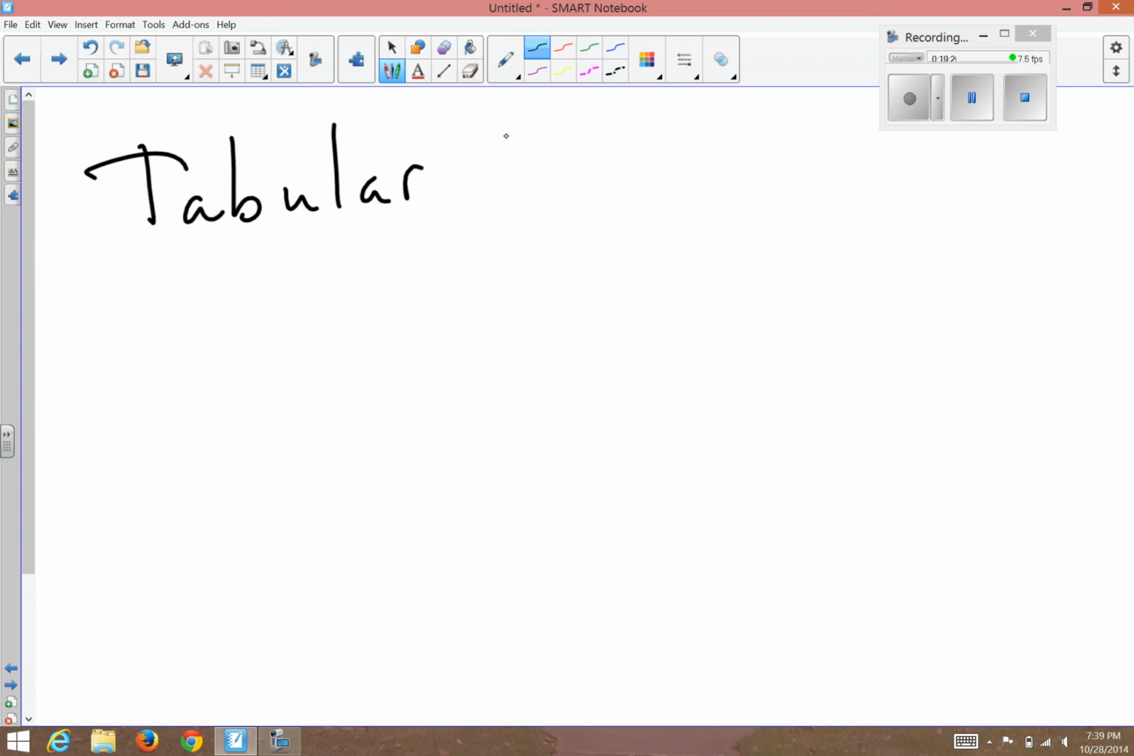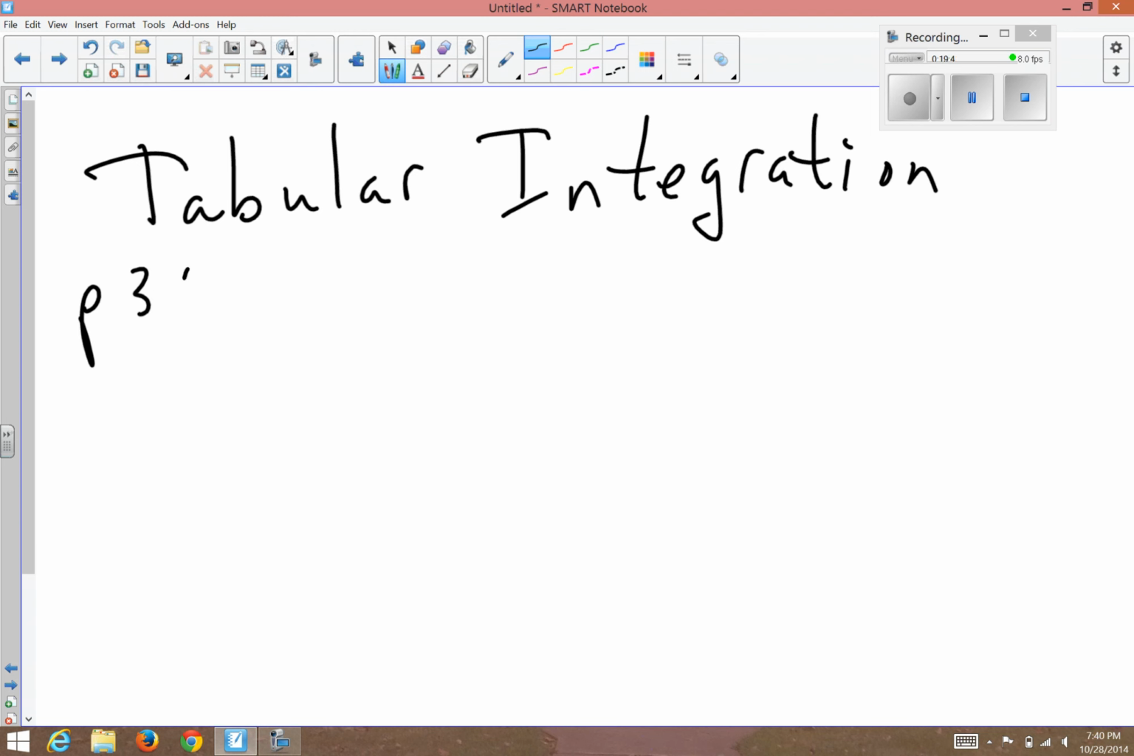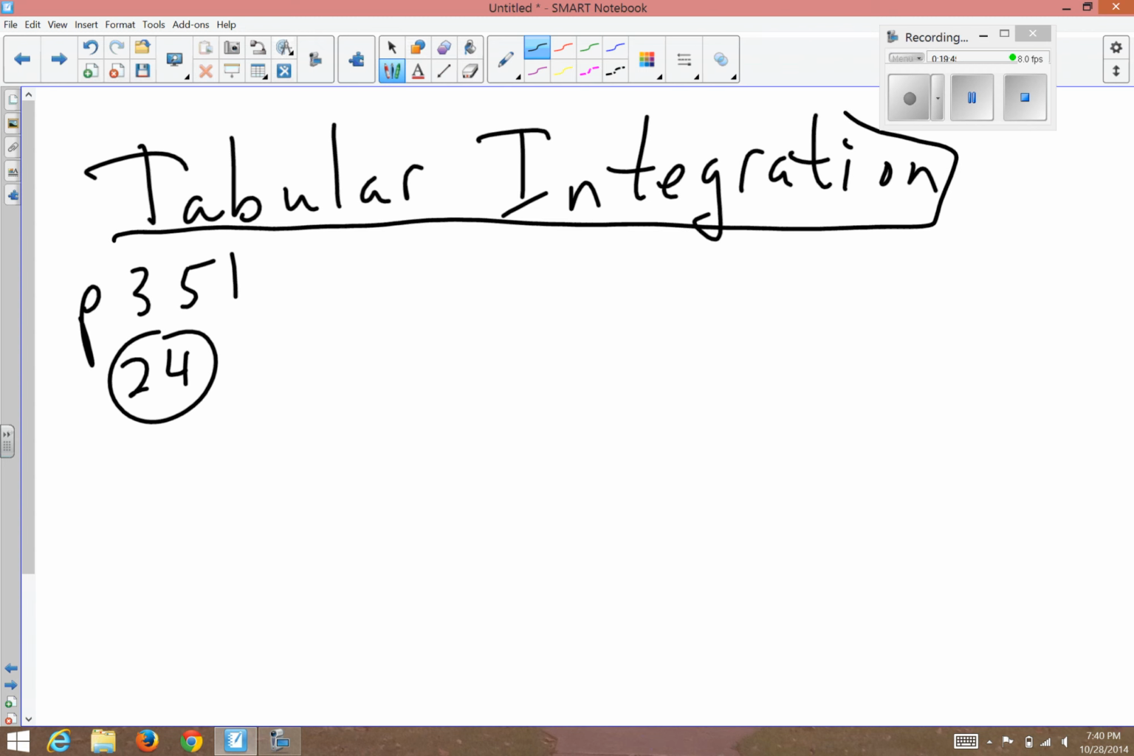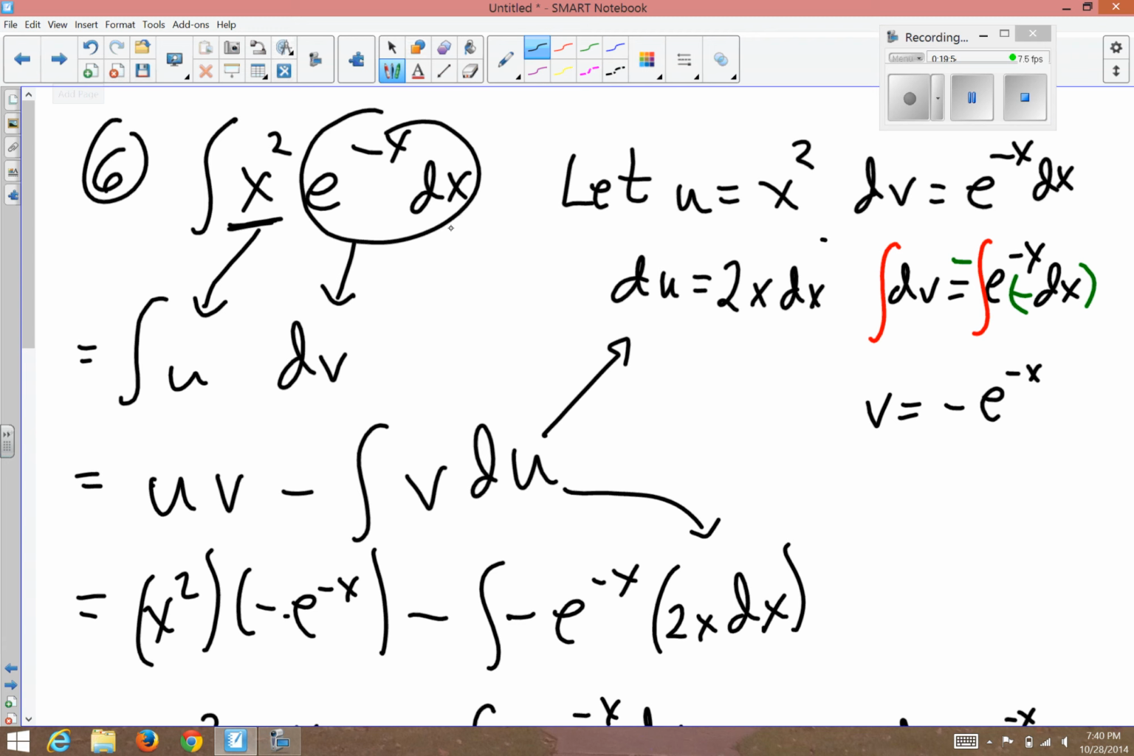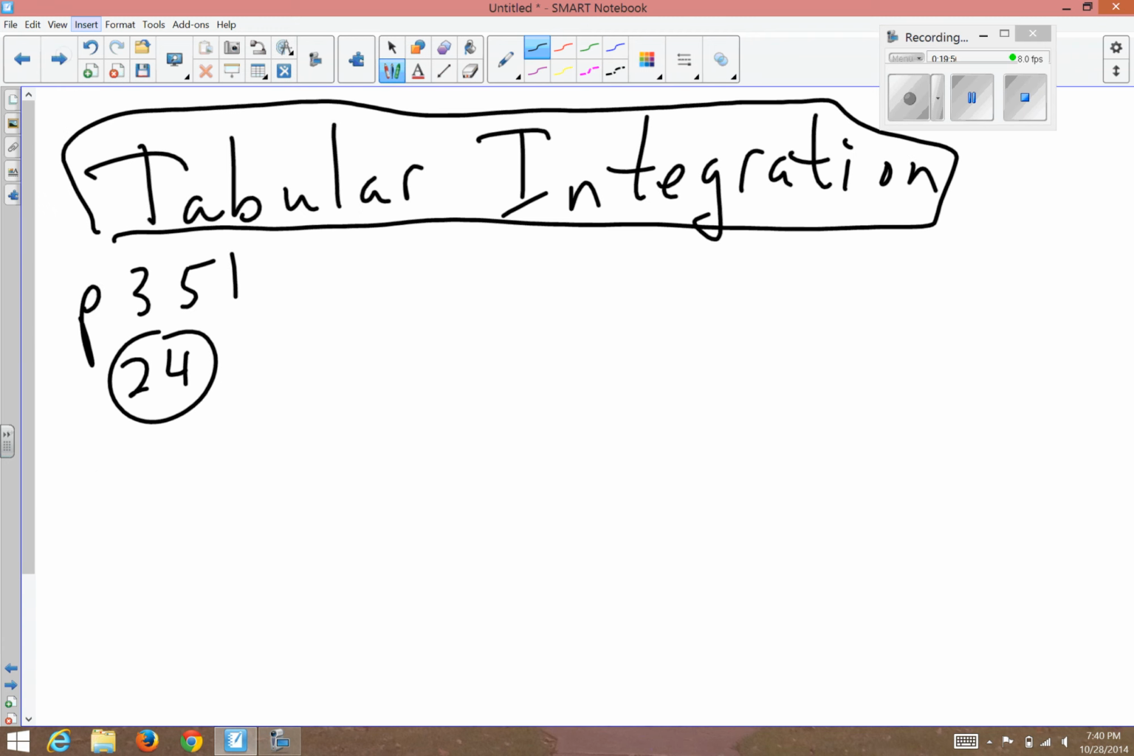I will demonstrate that with page 351, number 24. And once you see how this works, I think you should try using this method I'm about to demonstrate. Try using that method on this problem, exercise 6.